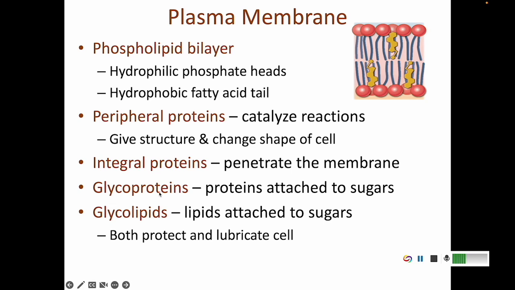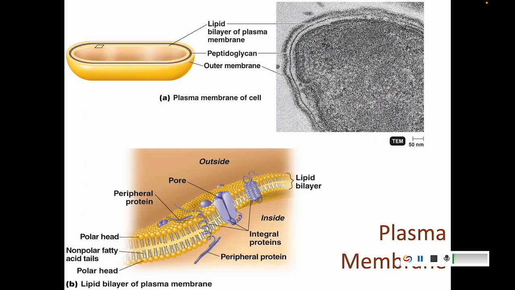Glycoprotein meaning sugars and proteins stuck together. Glycolipids meaning sugars and lipids attached together. Both of these can help protect the cell and lubricate the cell, keep the cell kind of fluid so those phospholipids don't pack together too tightly and freeze.